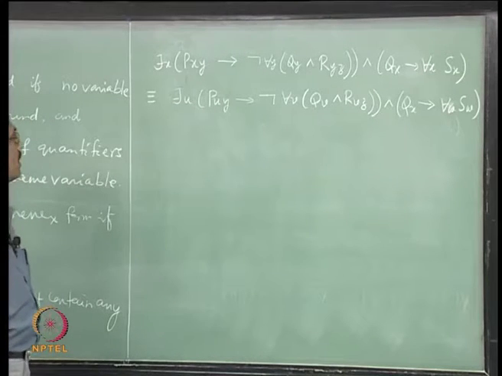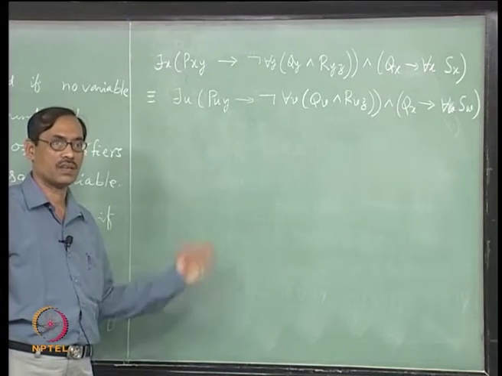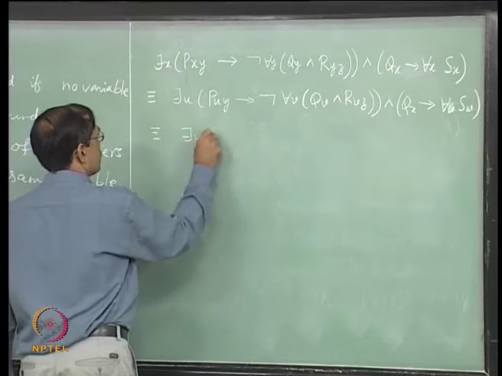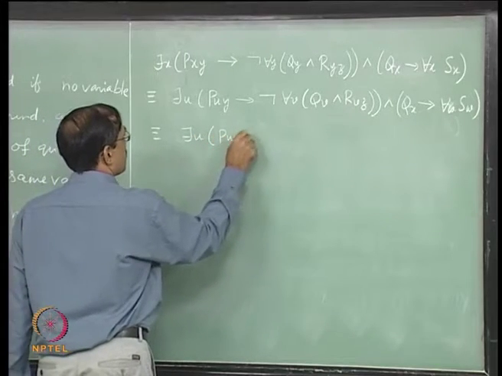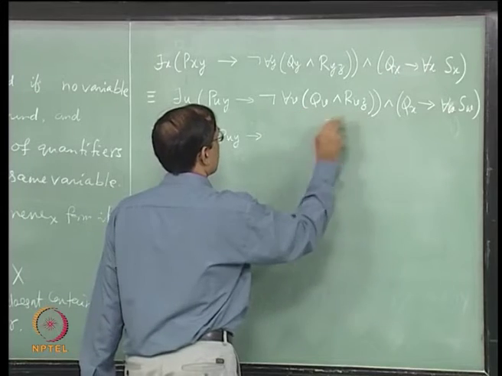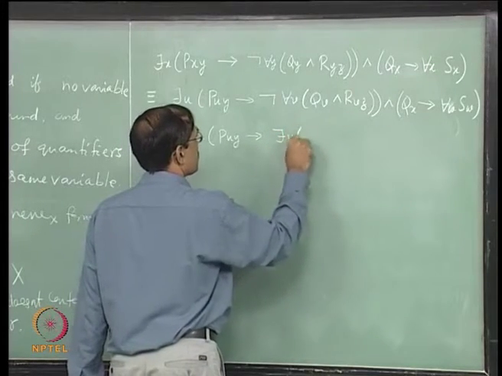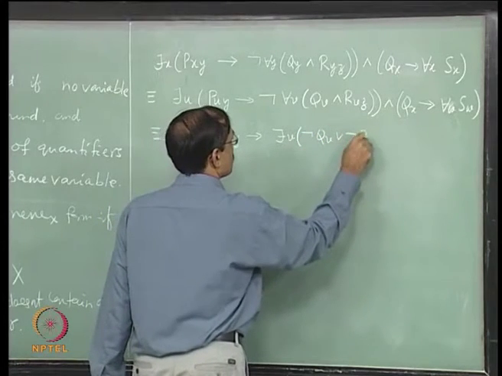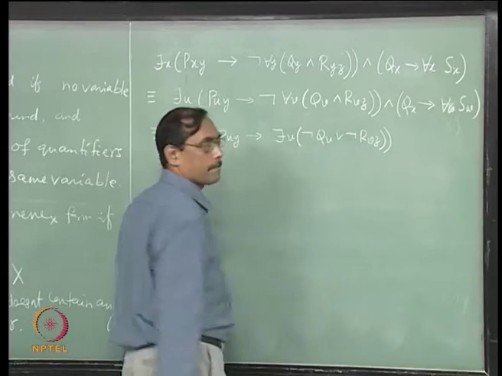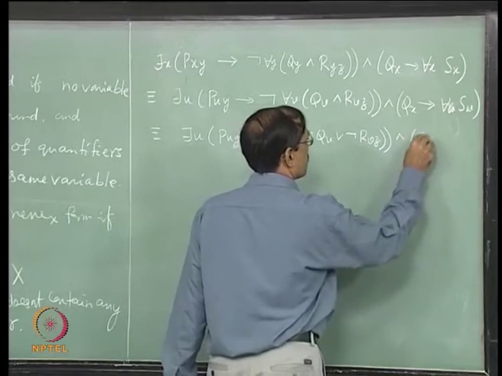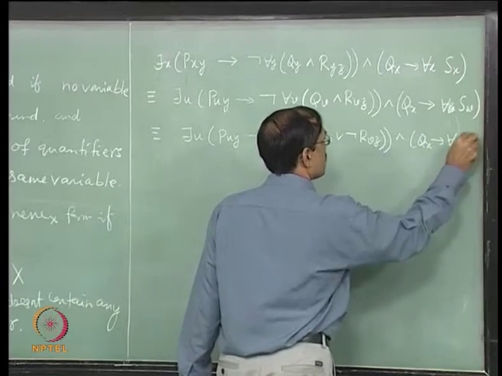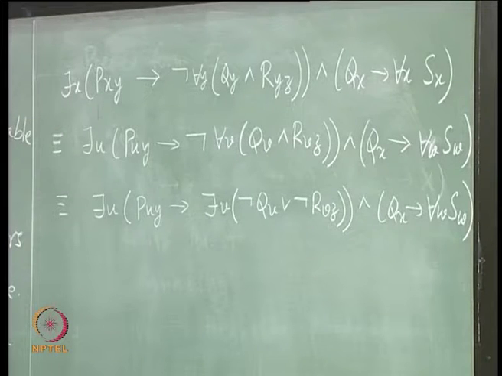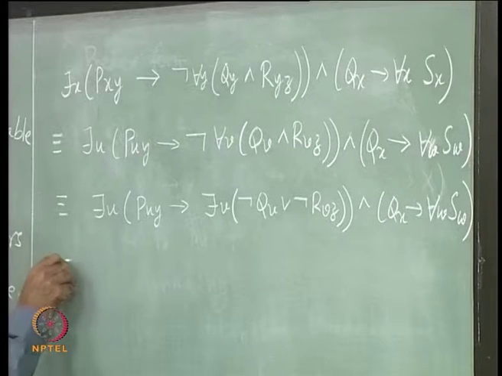Next, what we have to do is take the not signs inside. So, this is equivalent to there is u, P u y implies, now this not will go inside. So, that gives there is v, not of this and, so that is not of Q v or not of R v z. And Q x implies for each w S w. Okay, that is done.